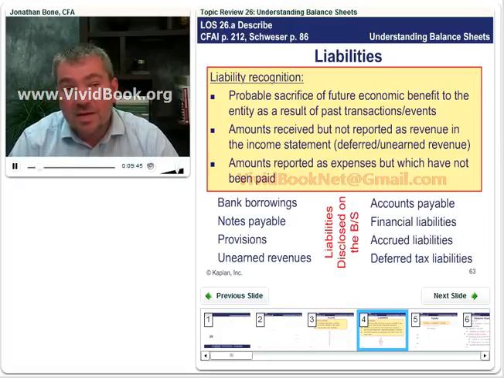Remember, because we haven't received an invoice from the supplier of this good or service, it wouldn't be in our financial journals, and as a result, it wouldn't be in our trial balance. So it's going to be a year-end adjustment to deal with accrued expenses.